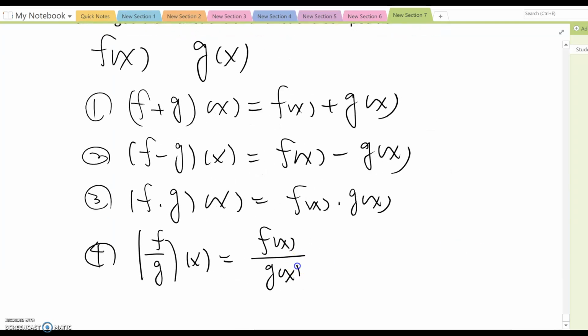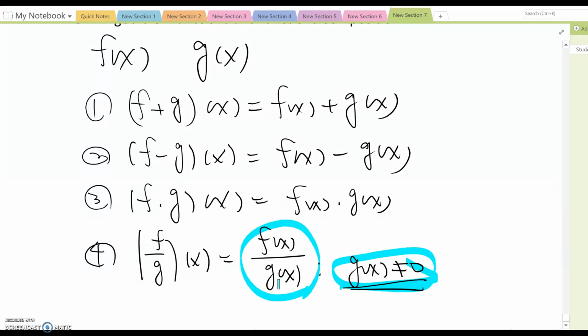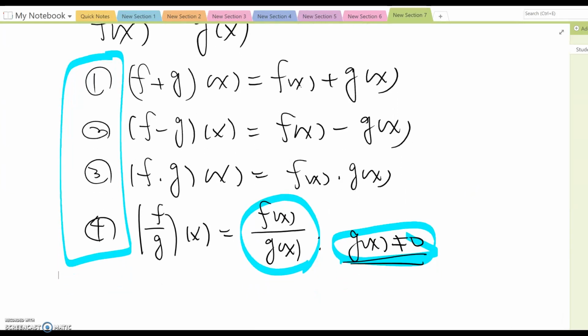But in this case, we need to confirm g(x) cannot be 0, because if it is, then this whole combined function would be undefined. So for these four different cases, now we want to practice. Here I showed only f plus g and f minus g, but it doesn't mean it's always f plus g or f minus g. It can be g minus f or g times f, something like that too.